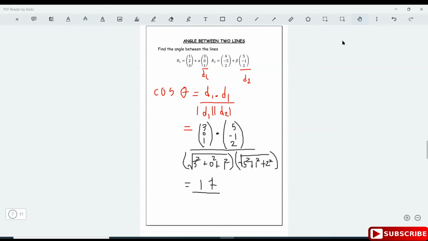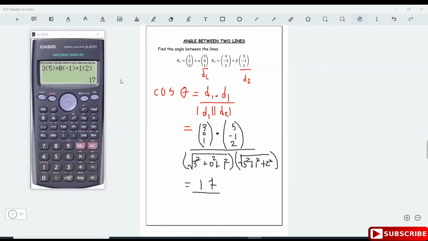So bring up the calculator again, because as I said, I'm not very keen on working out these questions in my head today. The denominator is the square root of 3 square plus 0 square plus 1 square. Close that bracket, then we multiply it by the square root of 5 square plus 1 square plus 2 square. We work that out.